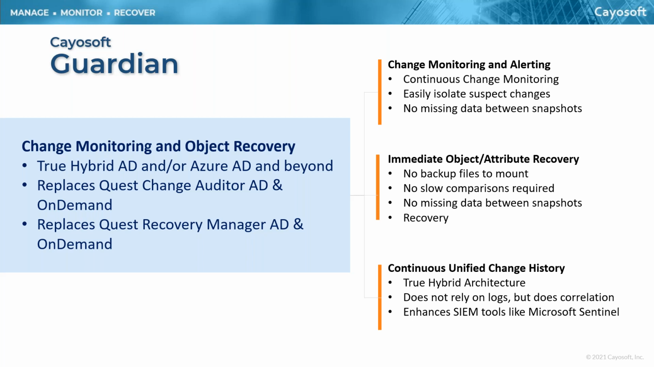In this particular case, I mentioned it's change monitoring and object recovery. I use the word monitoring a little loosely. It could be considered change auditing too. I think the difference is that we're not really focused on building paper-based reports. We're building information from a change history database that we construct that will catch things a little bit differently than what you might get with event logs, and I'll explain why. This is, again, a true hybrid product, so one install gives you monitoring and object and attribute recovery over hybrid Active Directory, or Azure Active Directory, and a lot of the associated services, right?